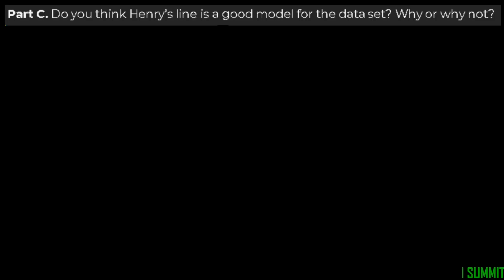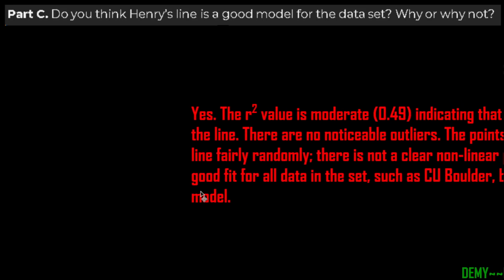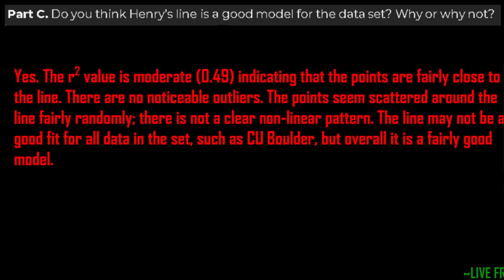And then for part C, it says, do you think Henry's line is a good model for the data set? Why or why not? We're going to say yes, the R squared value is moderate, which is 0.49, indicating that the points are fairly close to the line. There are no noticeable outliers. The points seem to be scattered around the line fairly randomly. There is not a clear nonlinear pattern, meaning it's not a curve.